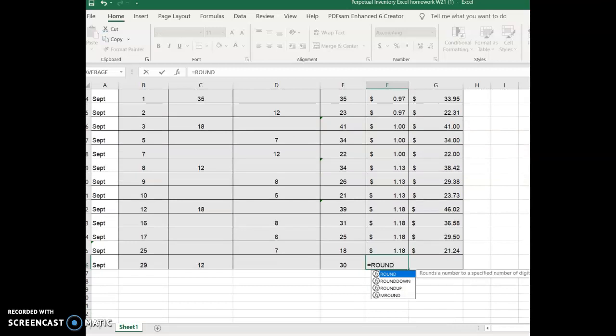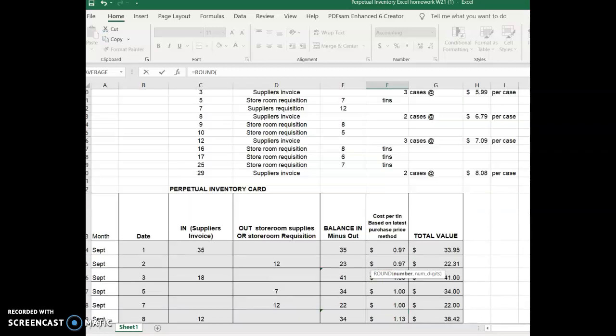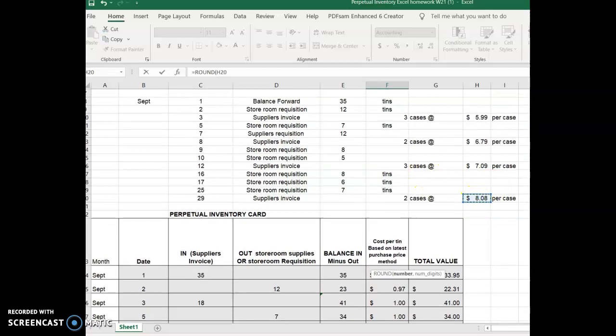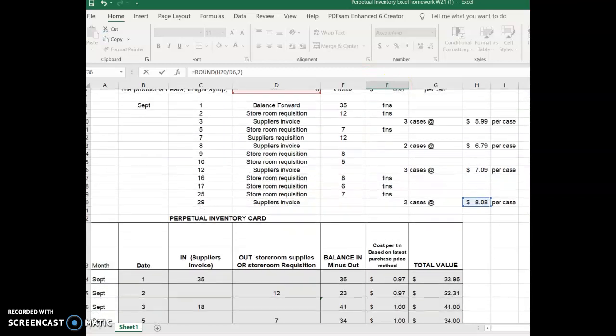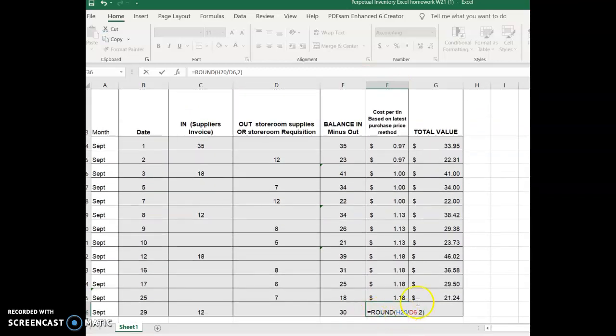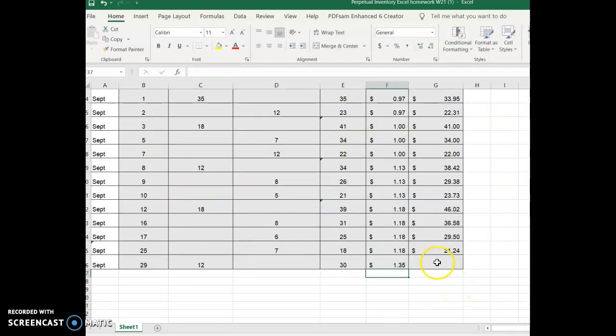Our new value is going to change since we have a new cost. So remember, since a new cost, we have to round it. So it's going to be round our new cost of 8 dollars and 8 cents divided by 6, 2, close bracket. And again, if you didn't see me put that down in here, it's always up here to give us our new value of 1.35 rounded, and then equals 30 multiplied by 1.35 to give us a total value of 40.50.